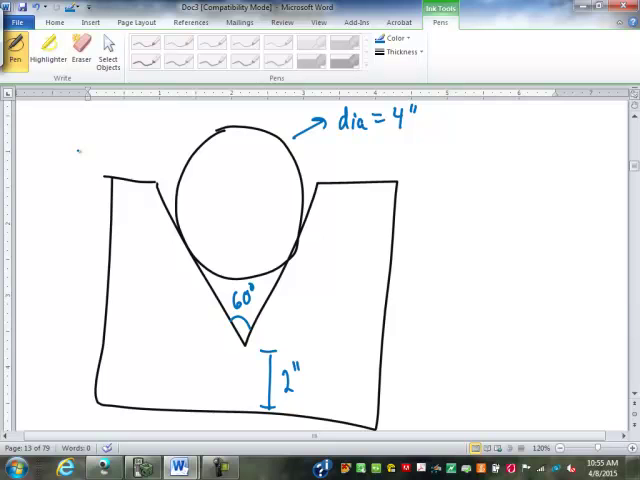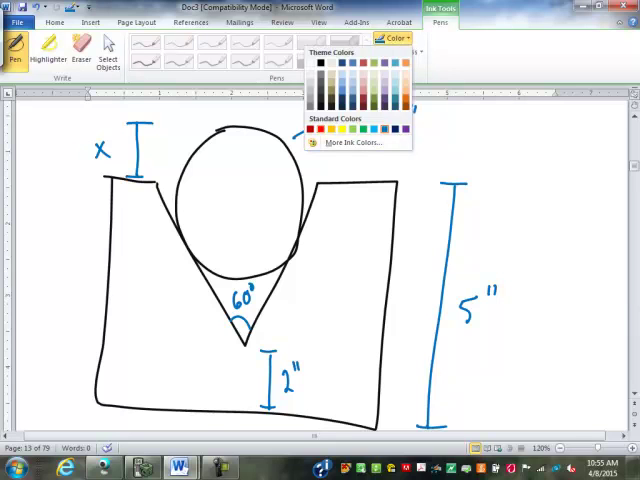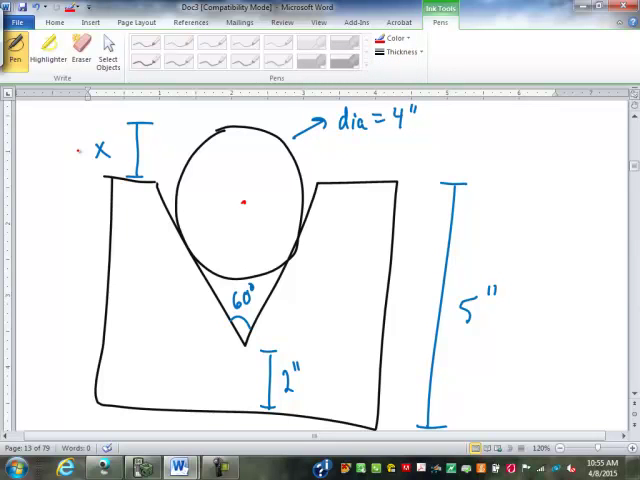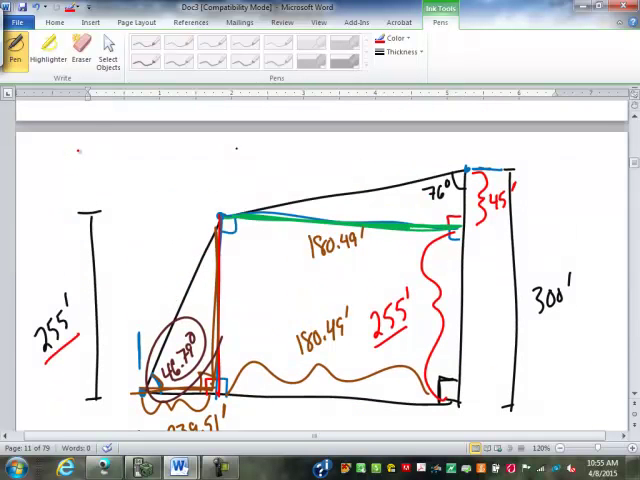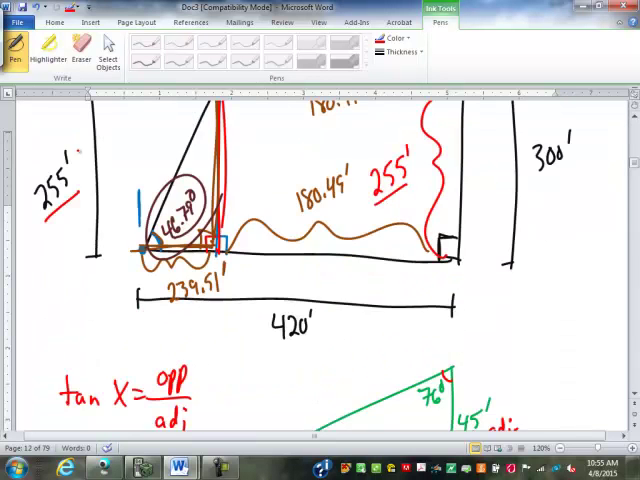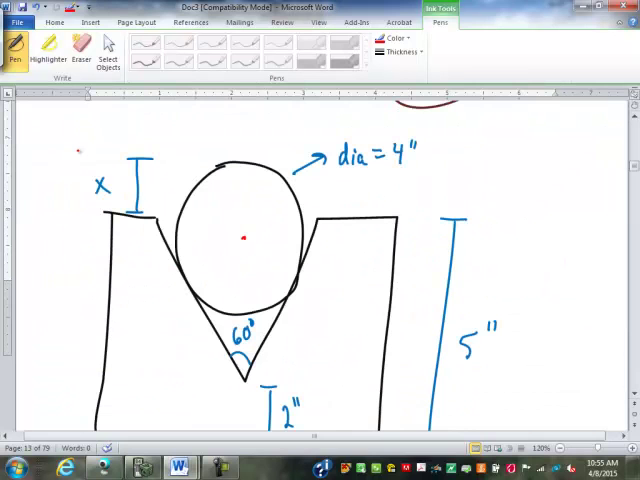Okay, so let's see what we have here. I want to find this dimension right here, how high the top of that round piece is out of the V-block. So in this first one, the strategy we used was to find parallels to a right angle and use basically vertical and horizontal dimensions to create right triangles. Here we're going to use a different strategy. We're going to use tangents to a circle.